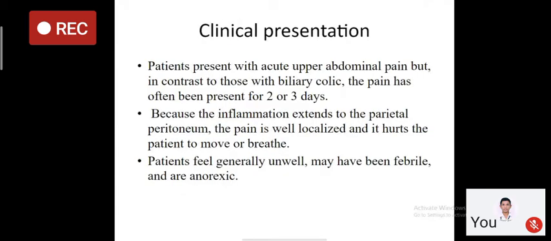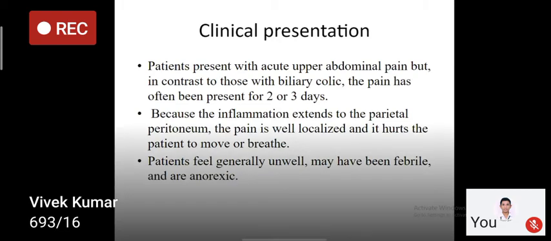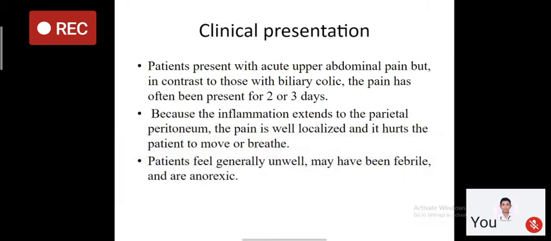So what is the clinical presentation of a patient with acute cholecystitis? Again, very similar to biliary colic: pain in the right upper quadrant, the right hypochondrium, or epigastrium. But what is the difference? In duration, the pain of biliary colic usually persists for 1 to 5 hours, whereas pain of acute cholecystitis will be there for the next 2 to 3 days, right?